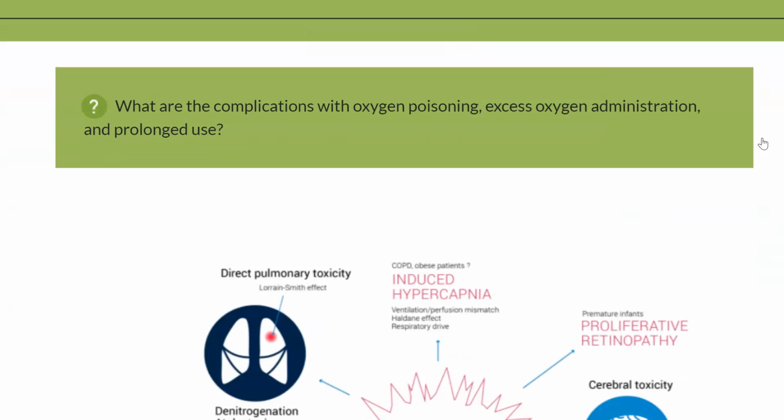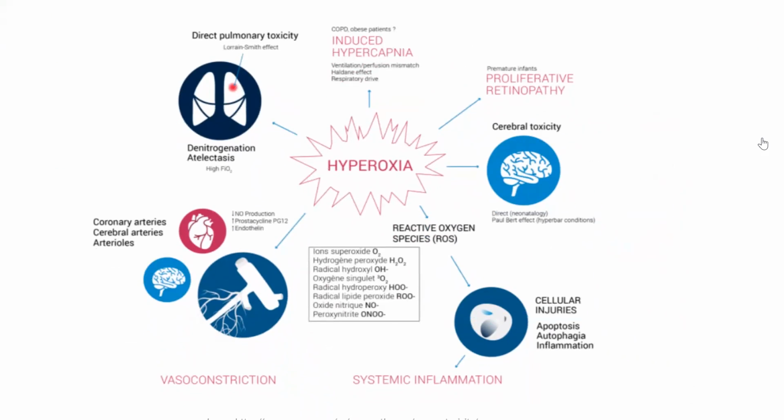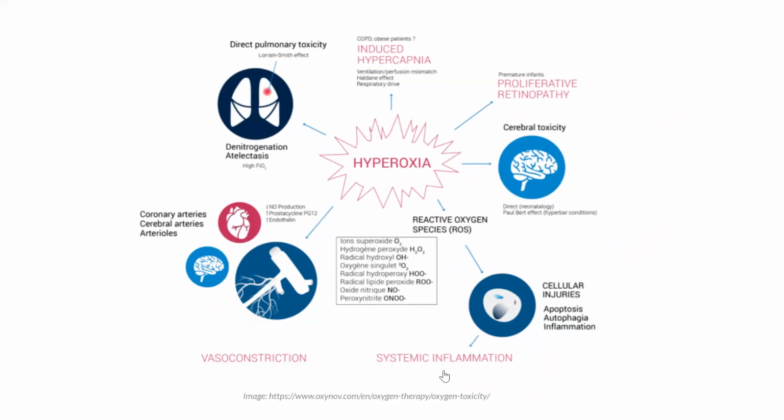When you have too much oxygen, you can form oxygen radicals, which can damage your vessels. In neonates, retinopathy induced by hyperoxia has been seen. You can also induce hypercapnia, and you can have direct pulmonary toxicity, which can lead to atelectasis. You can also damage the coronary arteries with the oxygen radicals and cause vasoconstriction. Due to those radicals, you can cause cellular injuries and some systemic inflammation. Maybe you can go down, Sarah. Yes, that is a summary of the complications of administering excess oxygen to the patient.